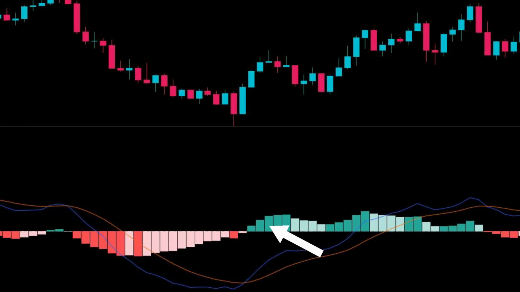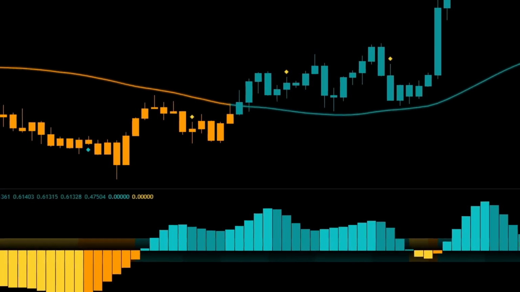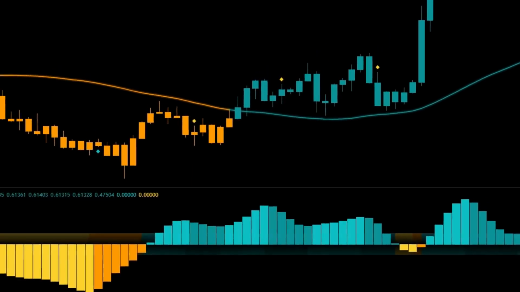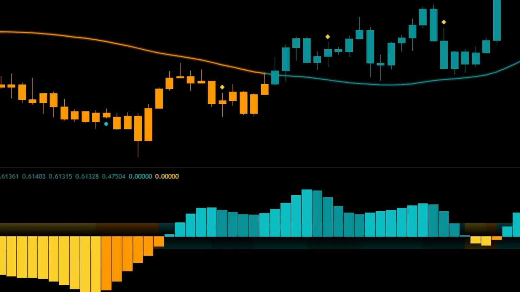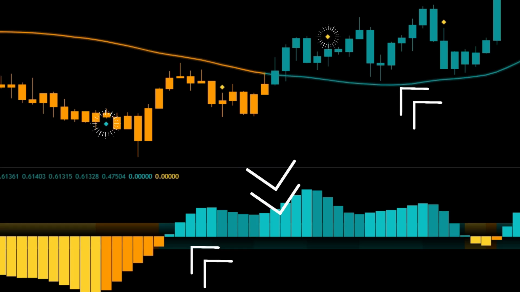You see, with MACD you have momentum bars with a MACD line and a signal line. But in our case we don't have such things. So we have diamonds, a histogram, a buffer zone and a dynamic moving average.